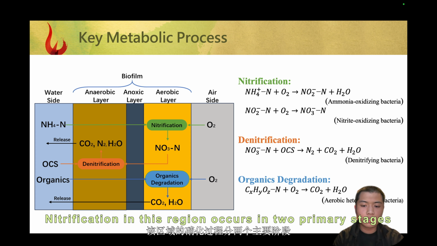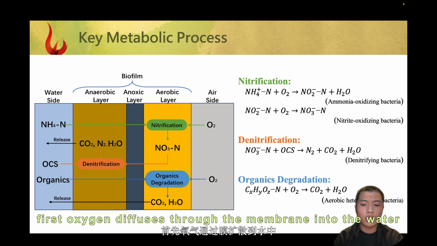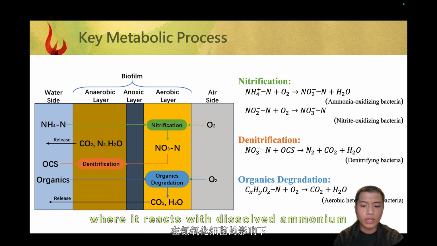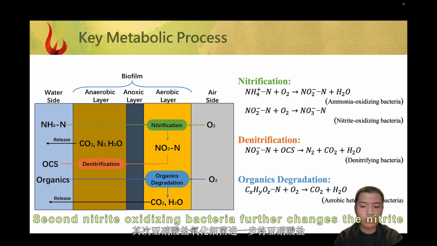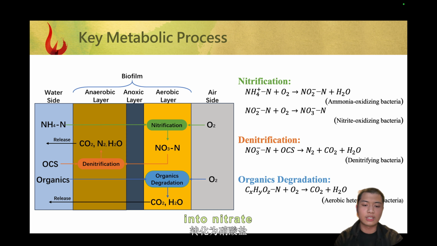Nitrification in this region occurs in two primary stages. First, oxygen diffuses through the membrane into the water, where it reacts with dissolved ammonium under the influence of ammonium-oxidizing bacteria to form nitrite. Second, nitrite-oxidizing bacteria further change the nitrite into nitrate.